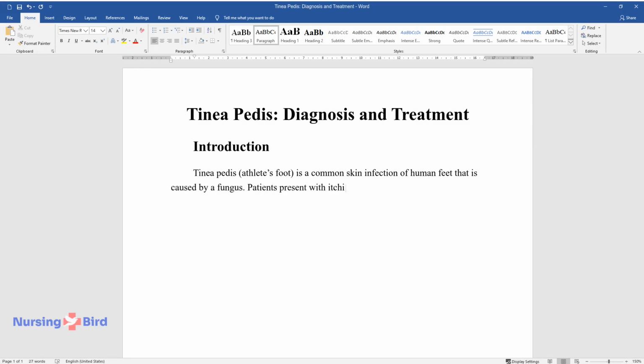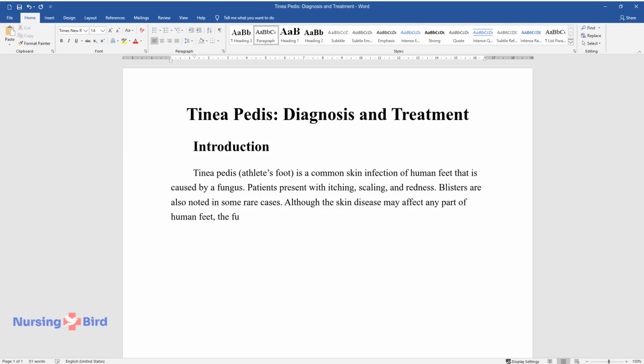Patients present with itching, scaling, and redness. Blisters are also noted in some rare cases. Although the skin disease may affect any part of human feet, the fungus often thrives between the toes. In addition, the infection affects the skin as well as the hands.